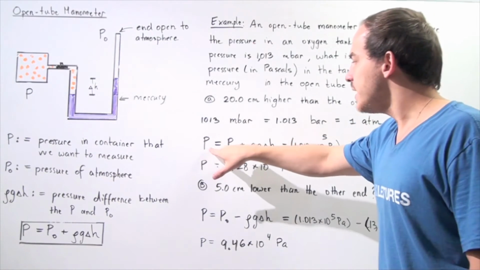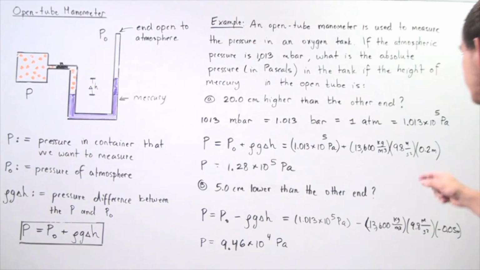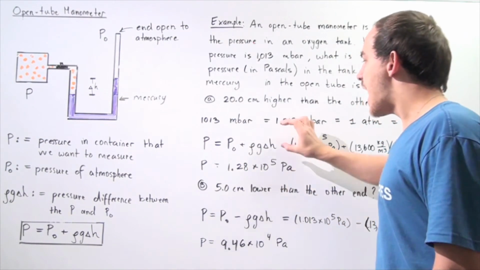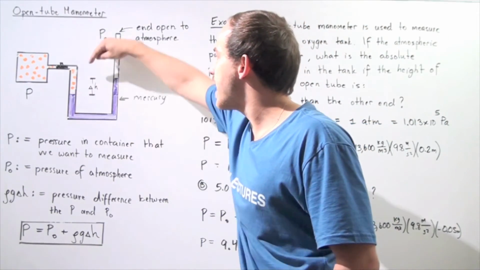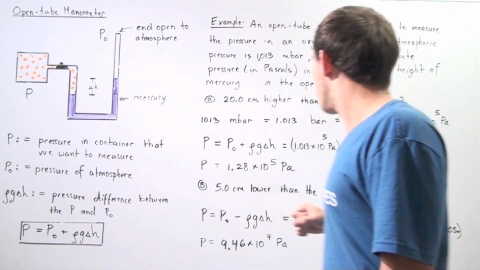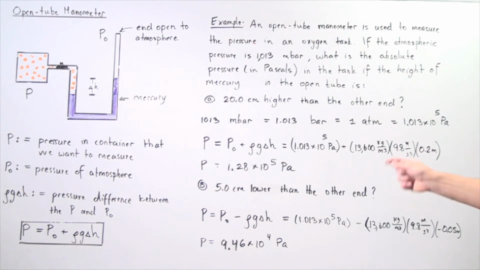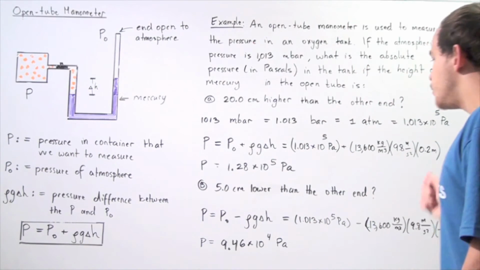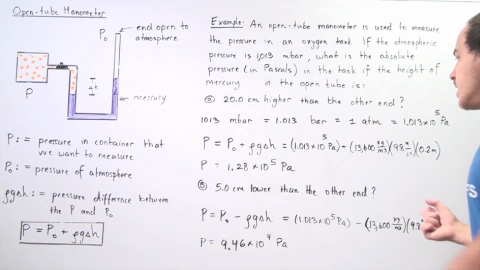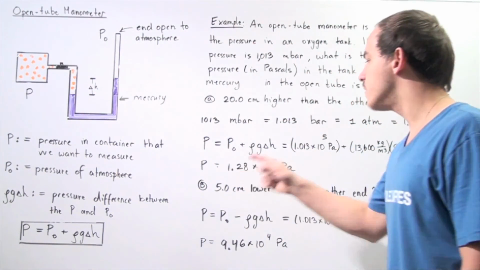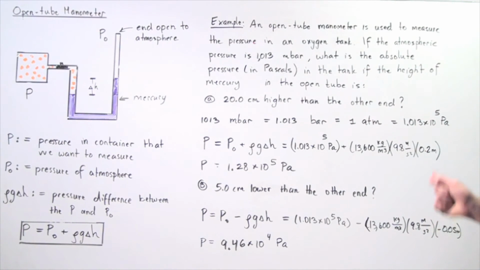So now we can use this quantity and this formula to calculate the absolute pressure inside our oxygen tank. So P equals P naught, our atmospheric pressure given by this quantity, plus our density times G times change in H. Our change in pressure when we go from this location to this location. So we know that our mercury's density is 13,600 kilograms per meter cubed. We know that G is 9.8 meters per second squared, and we know that our difference in height is 0.2 meters. So we multiply these out, we add up the two quantities, and we get an absolute pressure inside the oxygen tank of 1.28 times 10 to the 5 pascals.